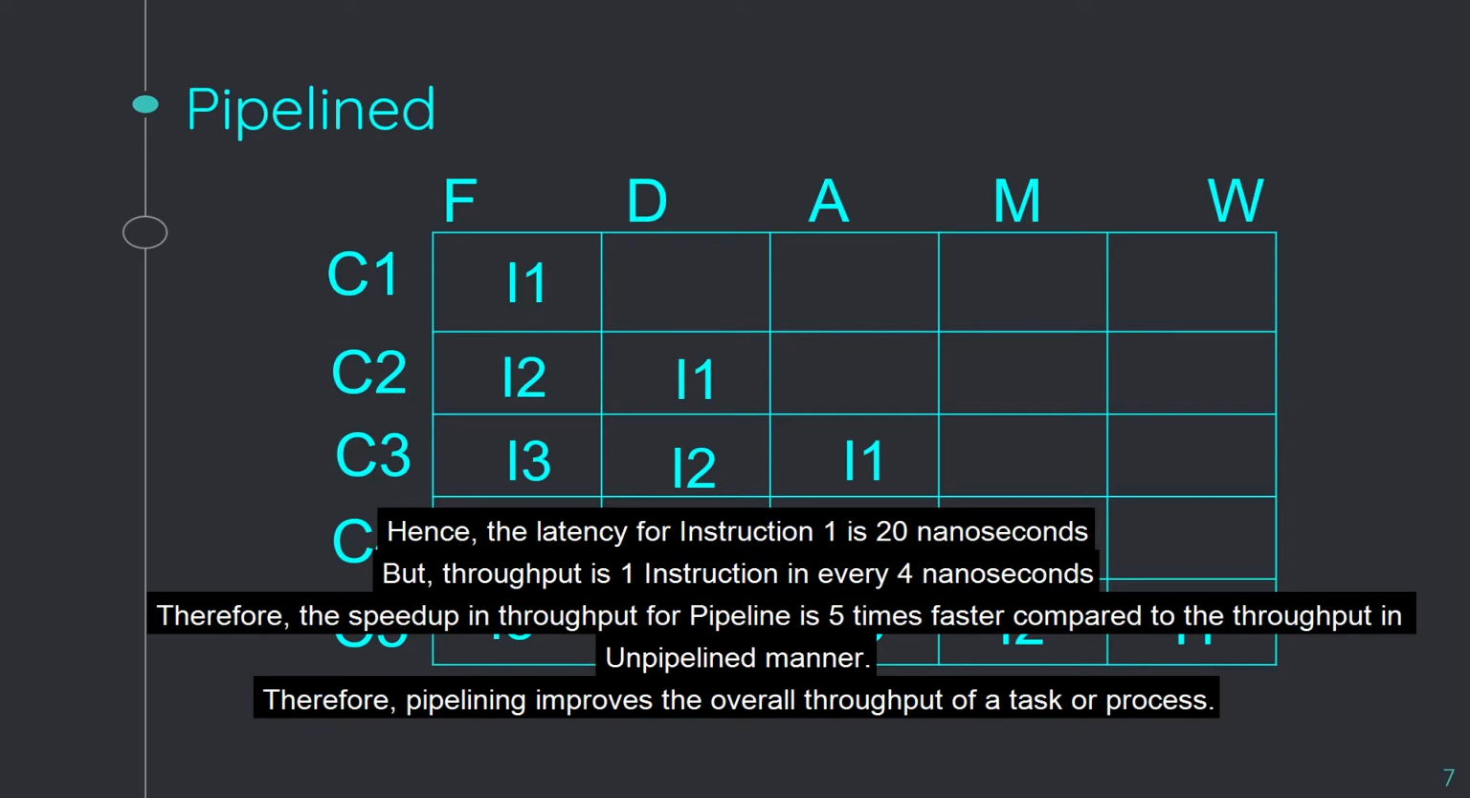Hence, the latency for instruction 1 is 20 nanoseconds, but the throughput is 1 instruction in every 4 nanoseconds. Therefore, the speed up in throughput for pipeline is 5 times faster compared to the throughput in unpipelined manner. Therefore, pipelining improves the overall throughput of a task or process.